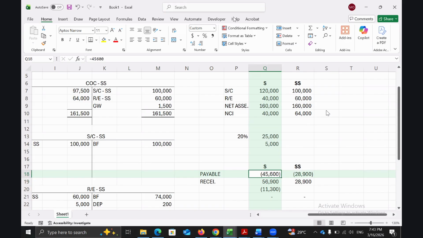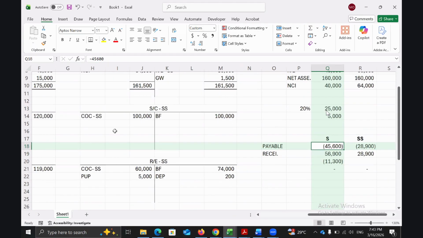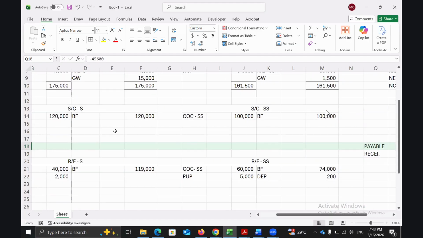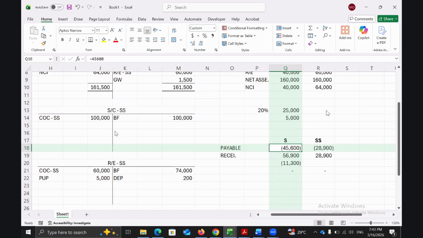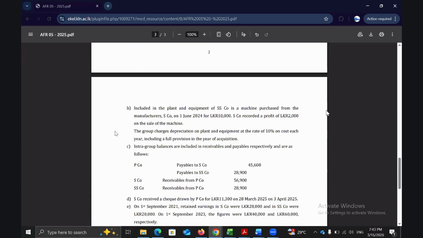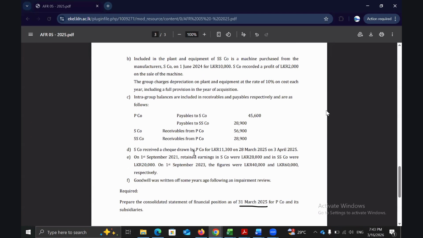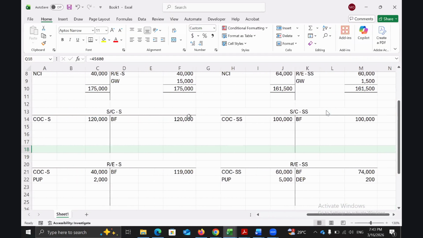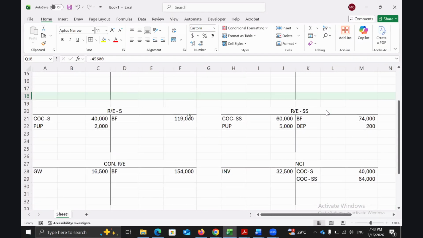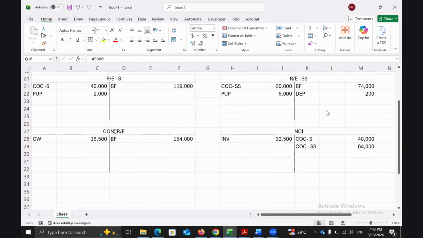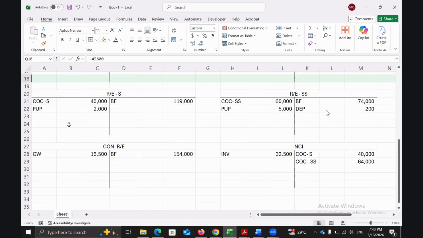Okay. Thank you. We'll come to that adjustment with the consolidated statement of financial position. Anyway, when it comes to these two adjustments, they do not impact the retained earnings. Therefore, we'll keep it for a while and we'll quickly transfer the post-acquisition retained earnings to the consolidated retained earnings and the NCI.